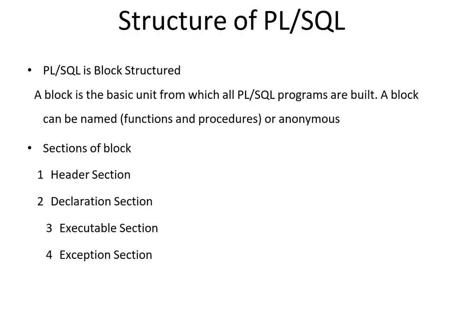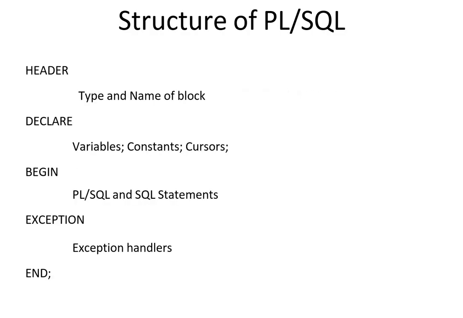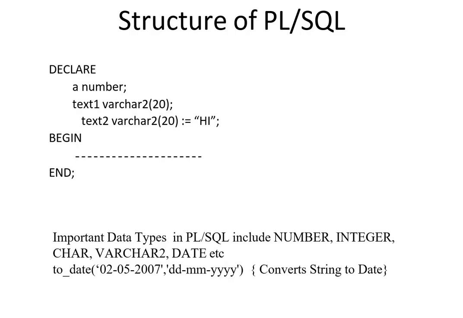So this can be elaborated as sections of blocks of code. The first one is a header section, then the declaration section, executable section and exception section. In the header, the type and name of the block; in declaration, variables, constraints and cursors; in begin, PL/SQL and SQL statements; then exceptions, exception handlers and the end of the program.